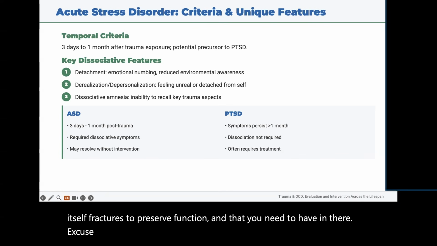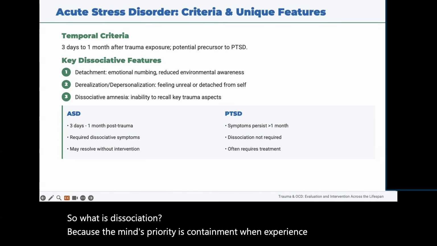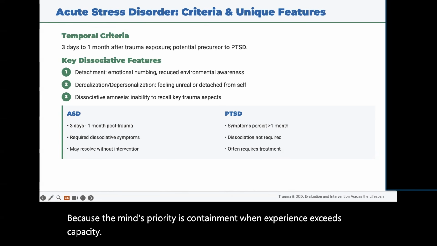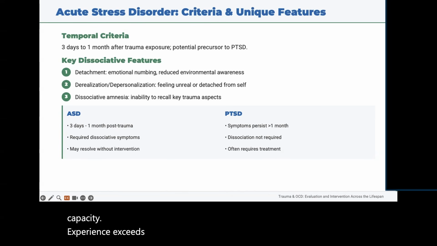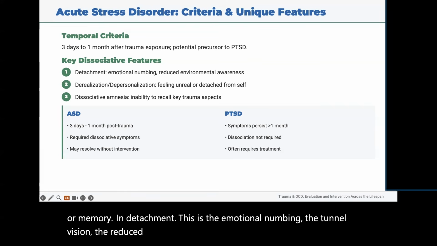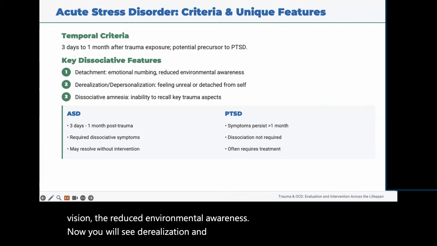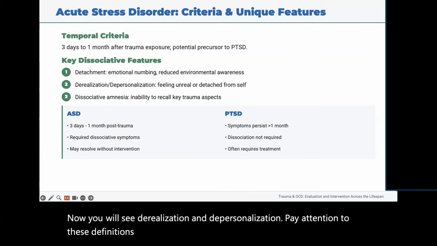So, what is dissociation? Well, because the mind's priority is containment, when experience exceeds capacity, it disconnects temporally from emotion, body, or memory. In detachment, this is the emotional numbing, the tunnel vision, the reduced environmental awareness. Now, you will see derealization and depersonalization. Pay attention to these definitions here. You may see them again.